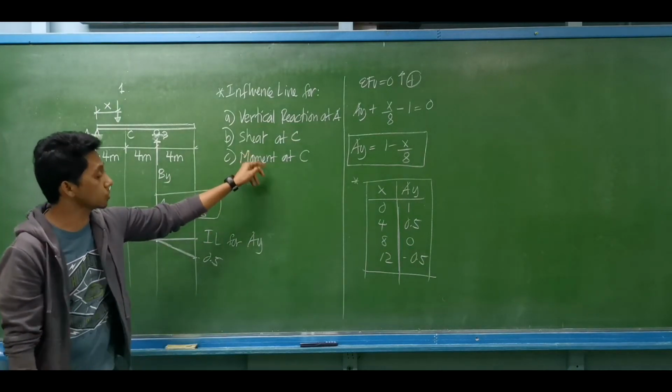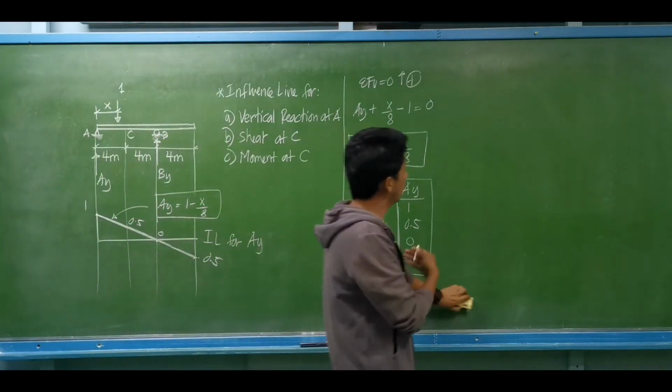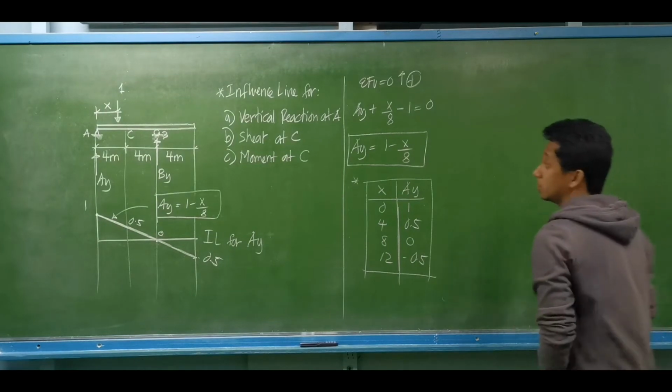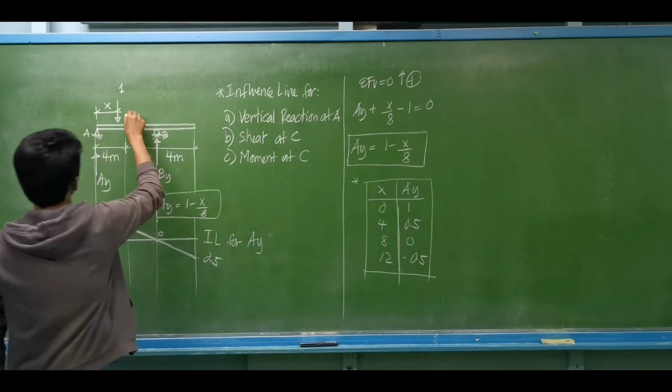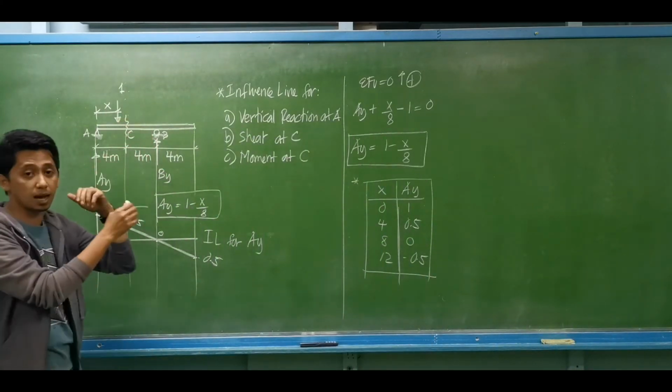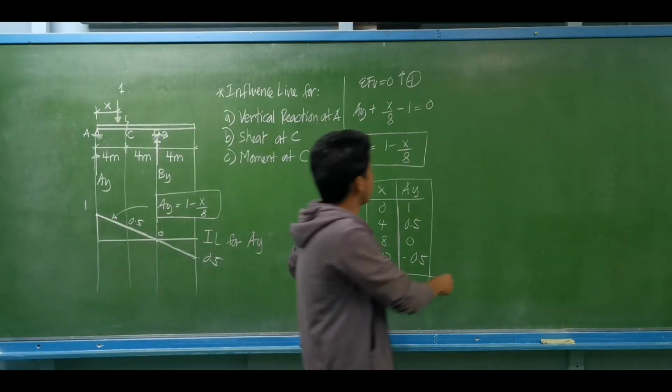How about the shear at C? If we are using the equilibrium procedure, we are to cut this portion, we are to cut point C, cut and expose.